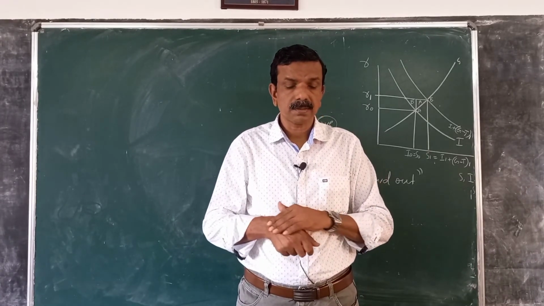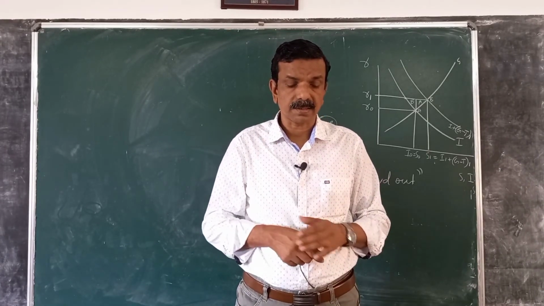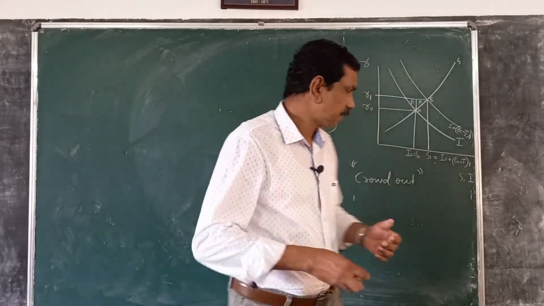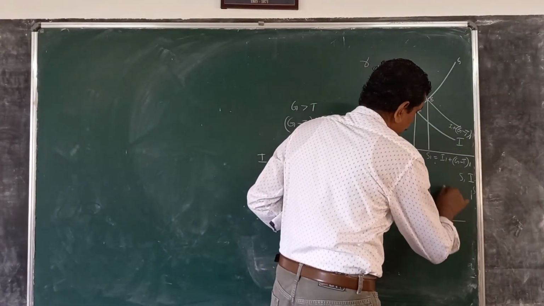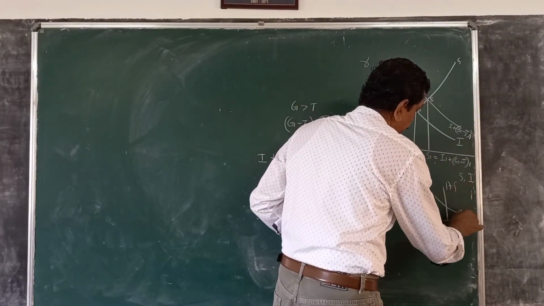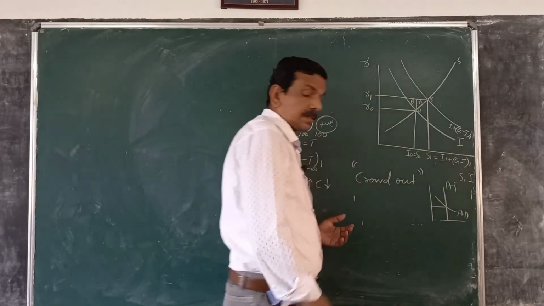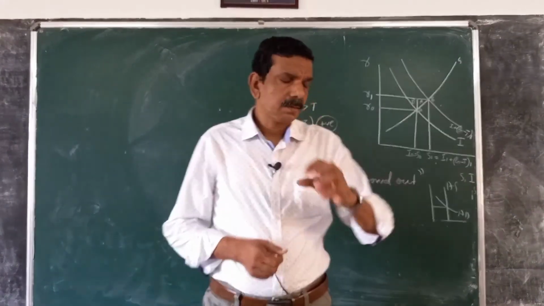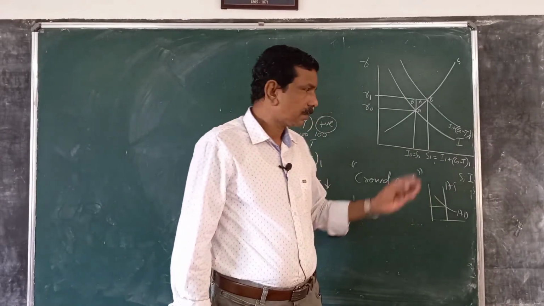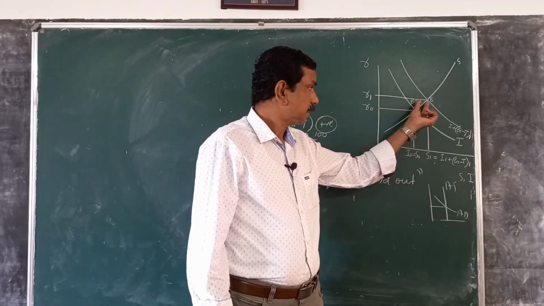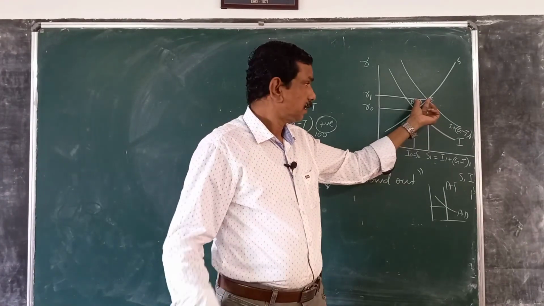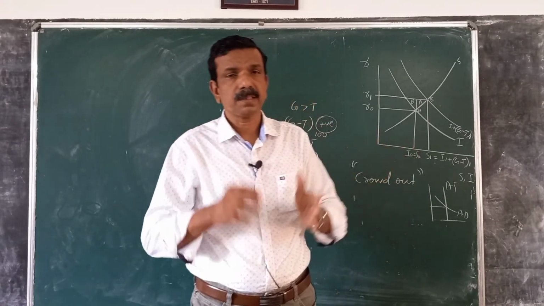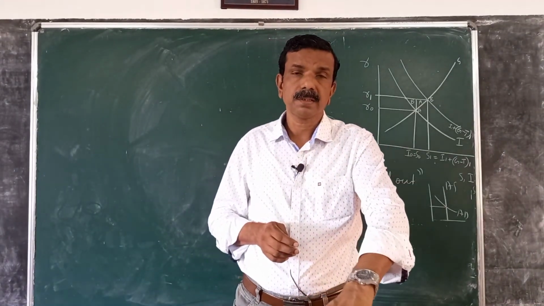So, aggregate demand is not affected. As long as aggregate demand is not affected, the price level is also not affected. Total aggregate demand is the same, but the components will be different. There is a reduction in private consumption, a reduction in private investment, and an increase in government expenditure. Only components will change, total will not. So, P is not affected.